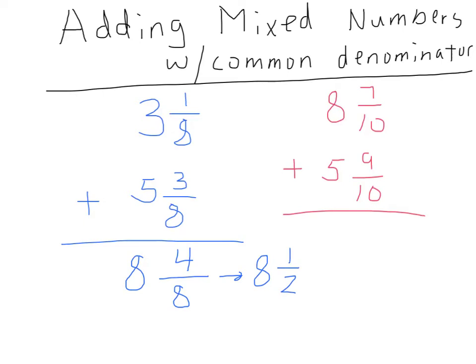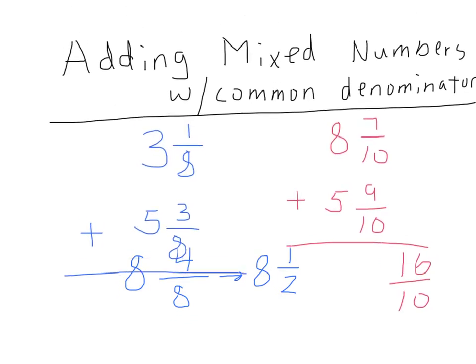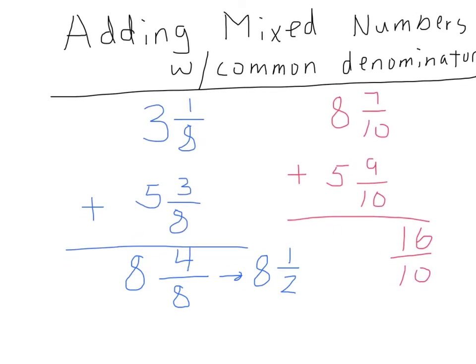In this example, I have 8 7/10, and I'm going to add 5 9/10. So I'm going to take my denominator, and that stays the same, so that's a 10. I take my numerators, 7 plus 9, and I have 16, and I add my whole numbers, and 8 plus 5 equals 13. Hopefully what you notice here is that I have an improper fraction in 16/10, and we're going to take a look at that on the next slide.